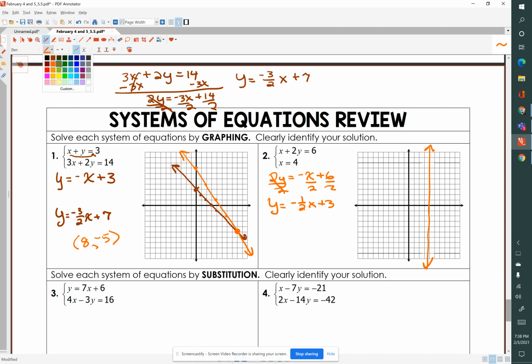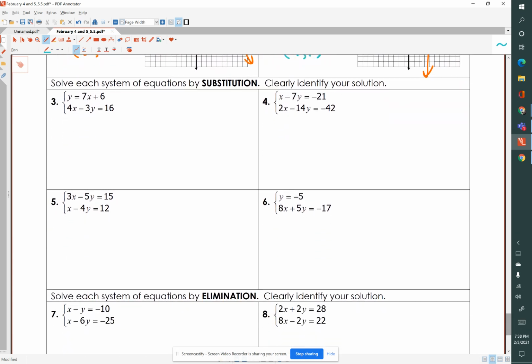So let's change our color. And we have a y-intercept of 3 and a slope of negative 1/2. And there's our solution right there. Let's graph that line. And the solution appears to be 4, 1. Right there. Okay, number 3 and 4. So number 3, 4, 5, and 6, we're going to solve by substitution.